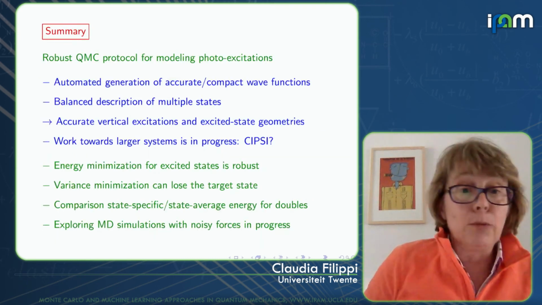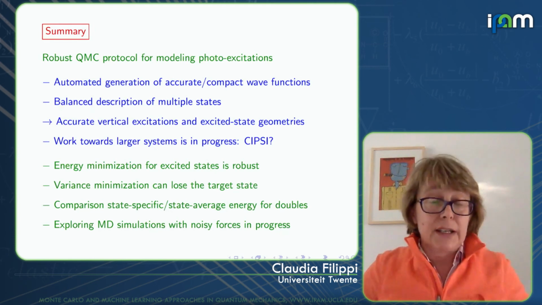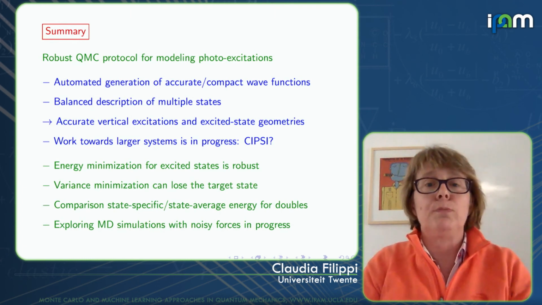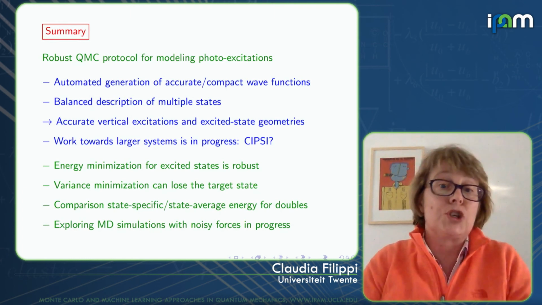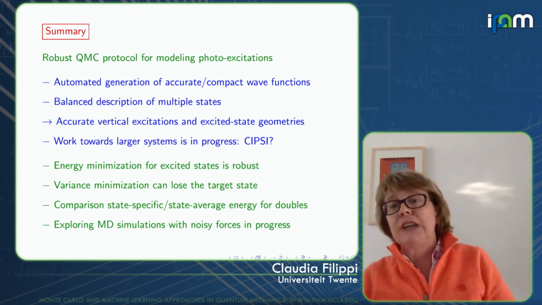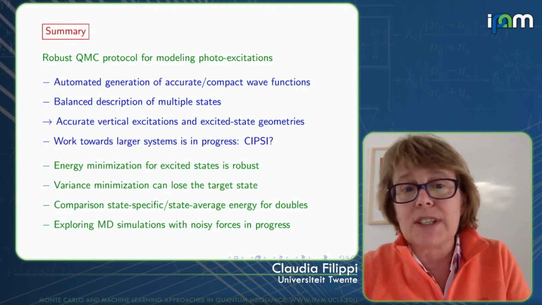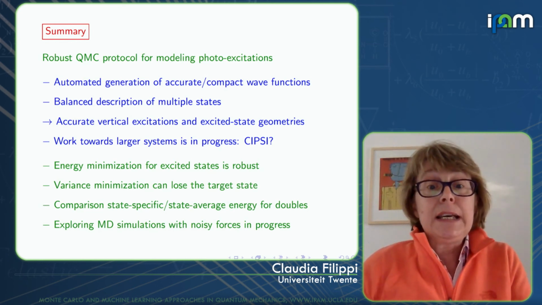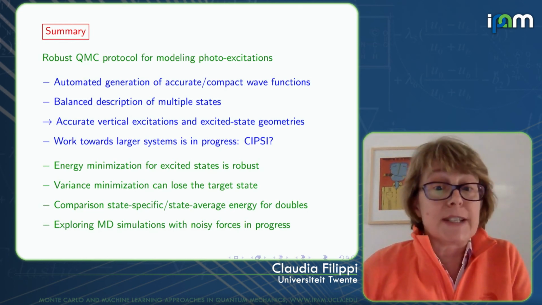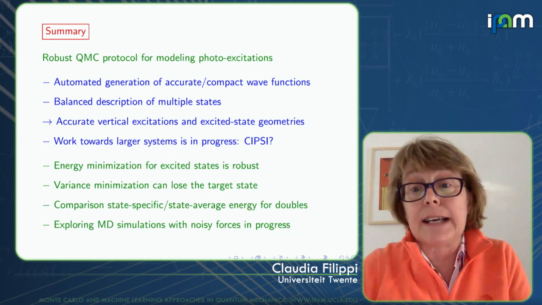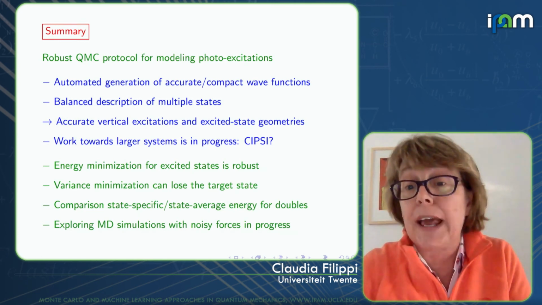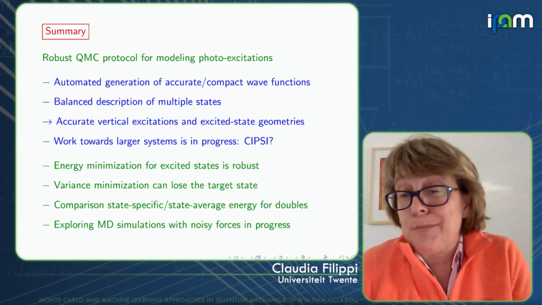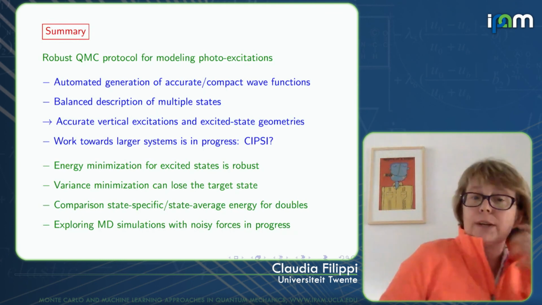So now I will conclude. What we've really been searching for was a protocol for modeling photoexcitation: to generate wave functions which are compact, being 2,000 determinants, and balanced among the states. We want to get not only excitation energies, but also geometries. And of course, the big question is, how do we move to larger systems? We showed for the cyanines that selected CI is working well, but it's still exponential. And so eventually, the number of determinants will become smaller and smaller in relative terms, and we'll encounter problems.